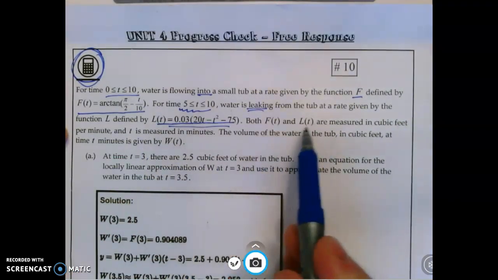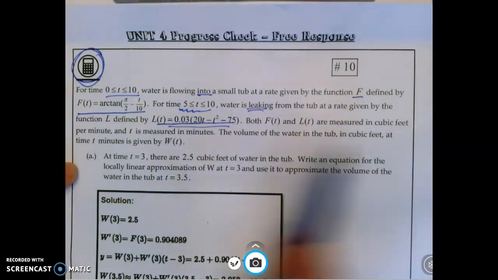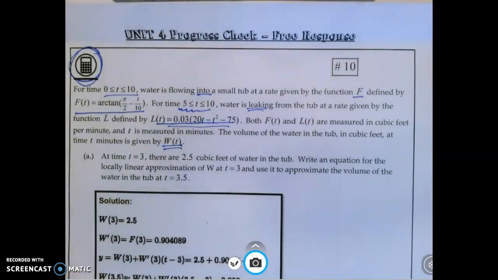All right, both F of t and L of t are measured in cubic feet per minute, and t is measured in minutes. The volume of the water in the tub is given by W. So at that point, we need to understand what it means that the volume of the water is the accumulation of the water, or the accumulation and the leaking combined. So for the first 5 minutes, it's simply the accumulation. For the full 10 minutes, from 5 to 10, it's both. It's the F, which is the water flowing into it, minus the L, which is the water flowing out of it. Okay, so then it goes into this question right here.